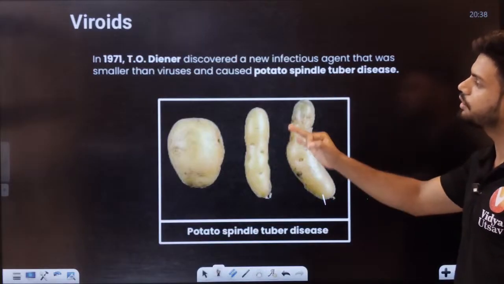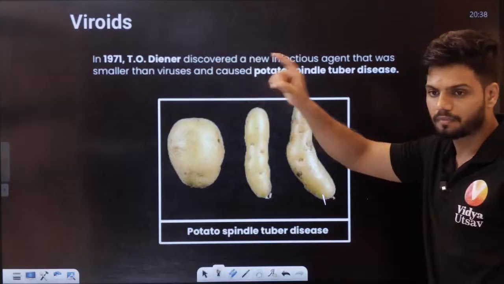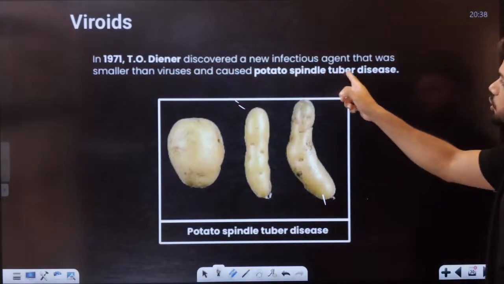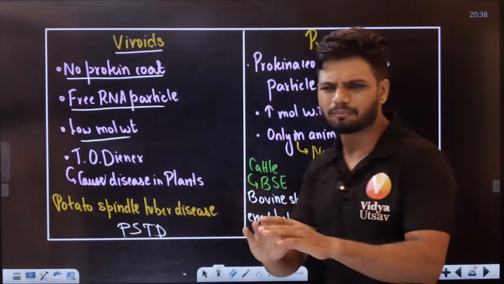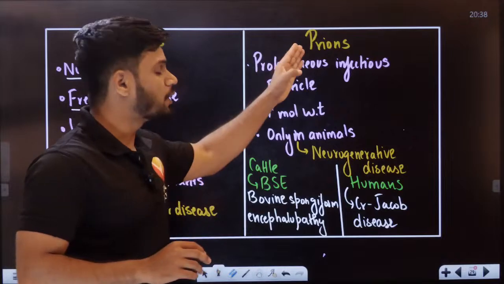Okay, in 1972 Diener discovered a new infective agent that was smaller than the virus. वायरस से छोटा है, obviously ये बहुत छोटा ही है, and it caused potato spindle tuber disease. इस तरह से। Now students, that is about viroids. Nothing more you should know. Very basic information. Okay. Now what about prions?